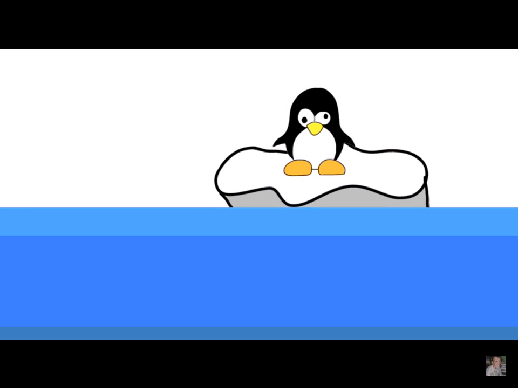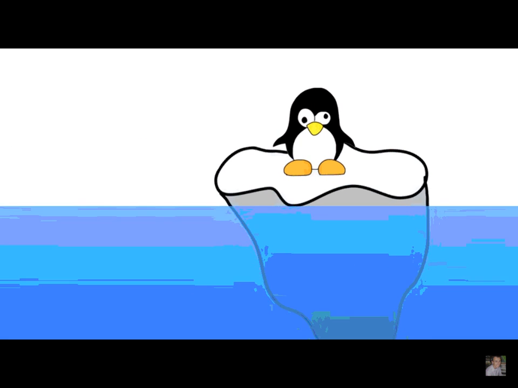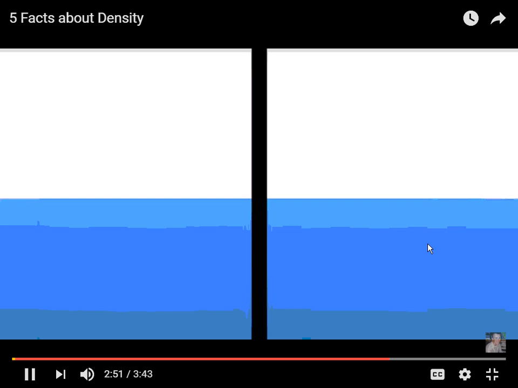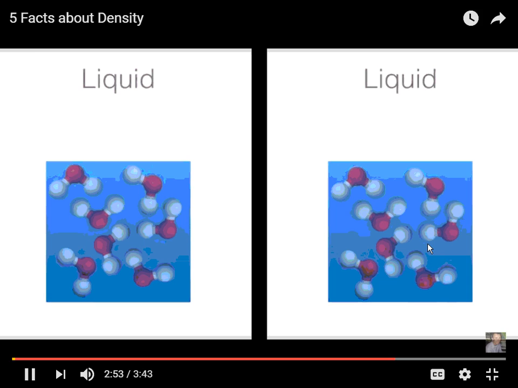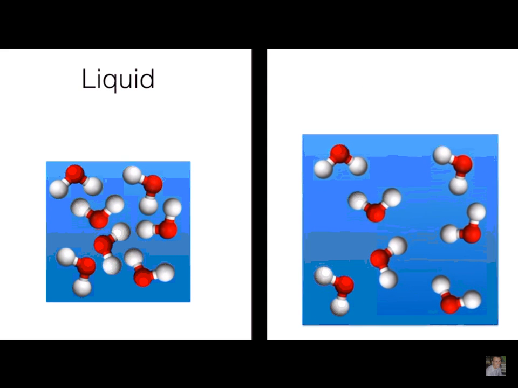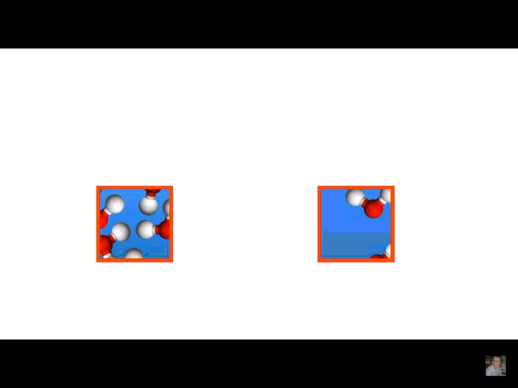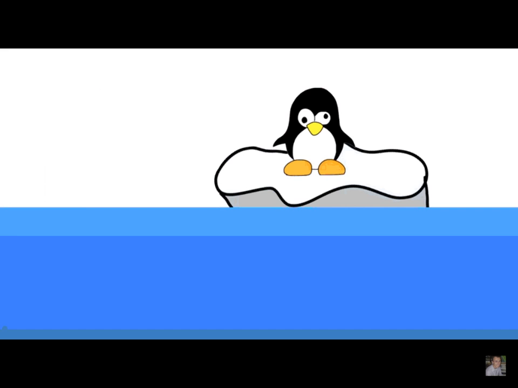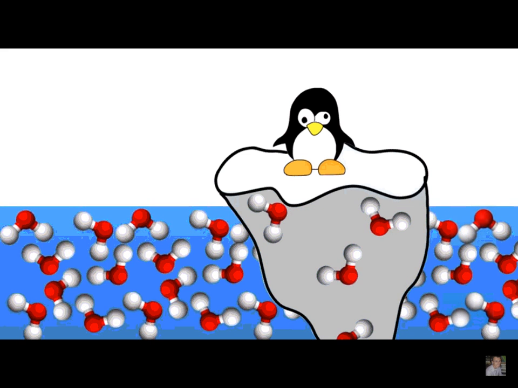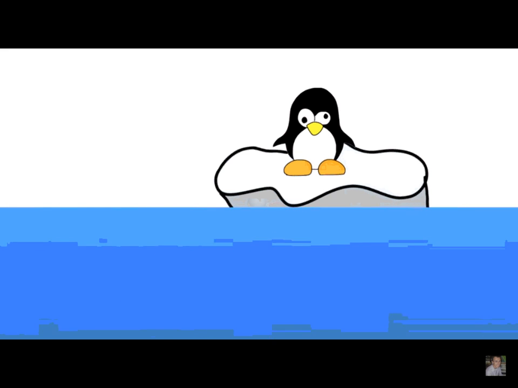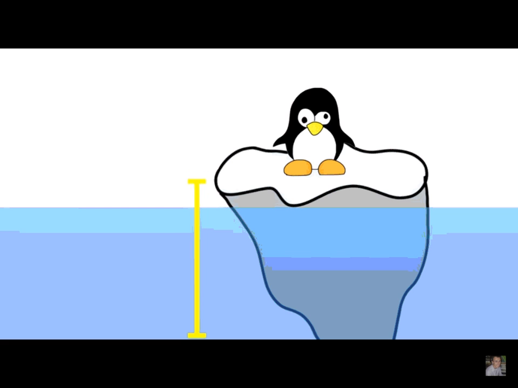Ice floats because of density. When water freezes, it expands. Just like the expanding air in the hot air balloon, water molecules in expanding ice spread further apart. The atoms in ice are not as tightly packed together as they are in the liquid phase. If we observe an iceberg, notice about 92% of the iceberg is below the waterline. This means that the density of ice is 0.92.